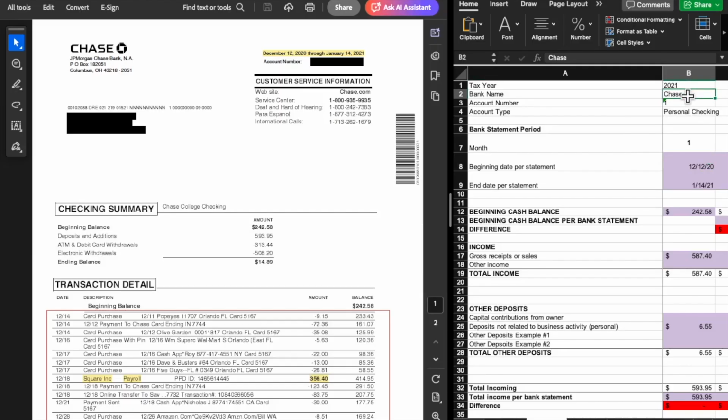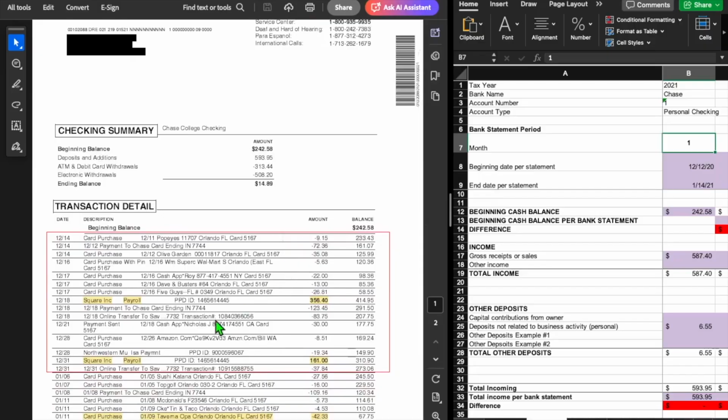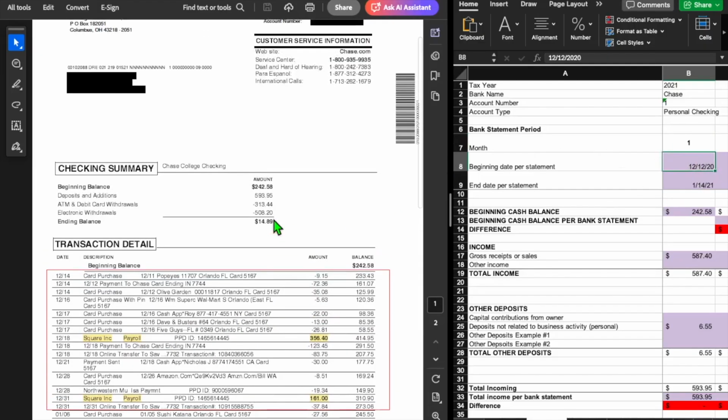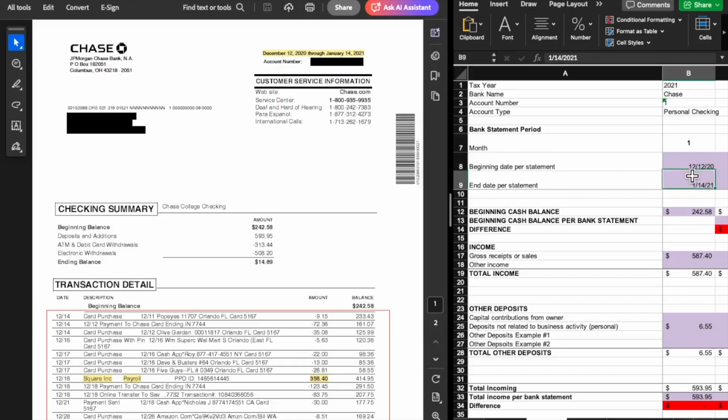And also up here, you see I put the bank name, which is Chase, the account number. This is a personal checking account. The guy mixes personal expenses with business expenses. So I had to tell him to highlight for me what his business expenses were, which he did over here, which we're going to go through now. We put the beginning date per statement, which was up here, the ending date per statement. And then the beginning cash balance comes from over here. It says 242.58. And then gross receipts or sales.